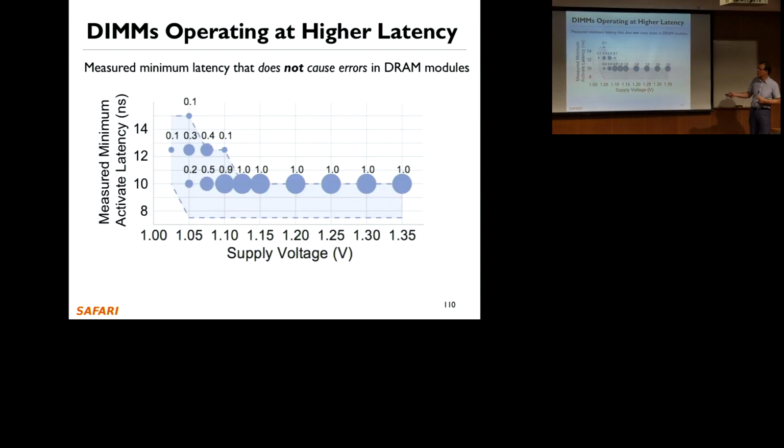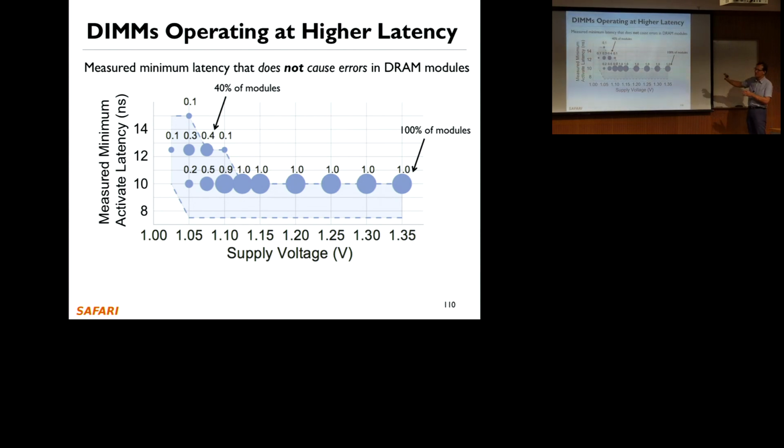This is the same curve: supply voltage and measured minimum activation latency. The other latency, precharge, is very similar. What this shows is the measured minimum latency that does not cause errors in DRAM modules. And this is a density plot, basically. This is 100% of the modules not seeing errors if you have a supply voltage of 1.35 volts and use an activation latency of 10 nanoseconds. And that's true until here.